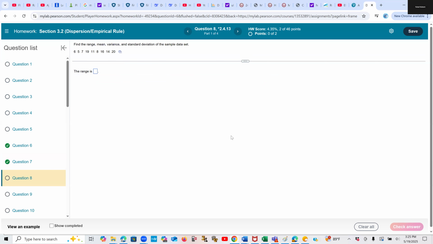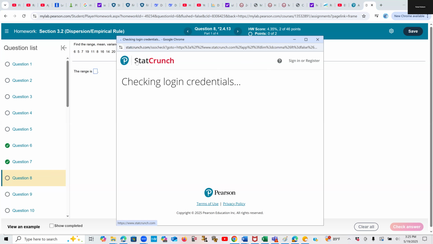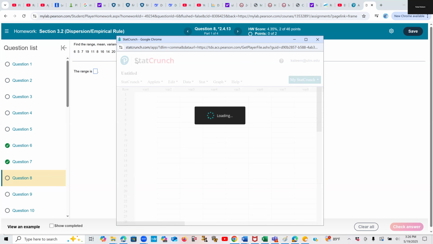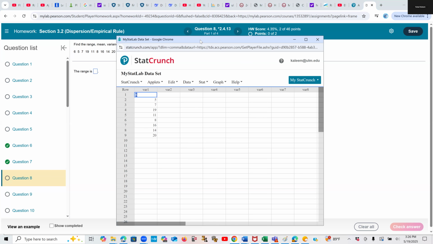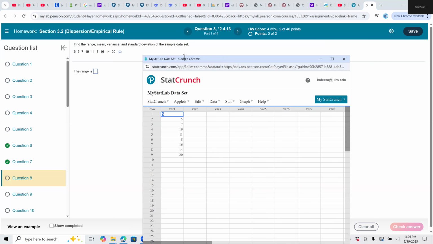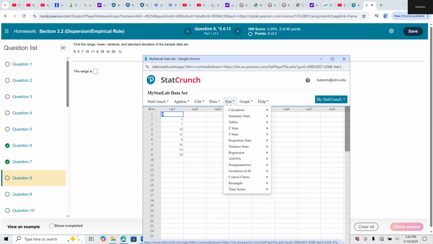Find the range, mean, variance, and standard deviation. So we can use Statcrunch to find all of these. Let's do Statcrunch. Click this little window and open it in Statcrunch. If you have to find mean, median, variance, or standard deviation, after copying the data, you can do Stat, Summary Stats, Columns.